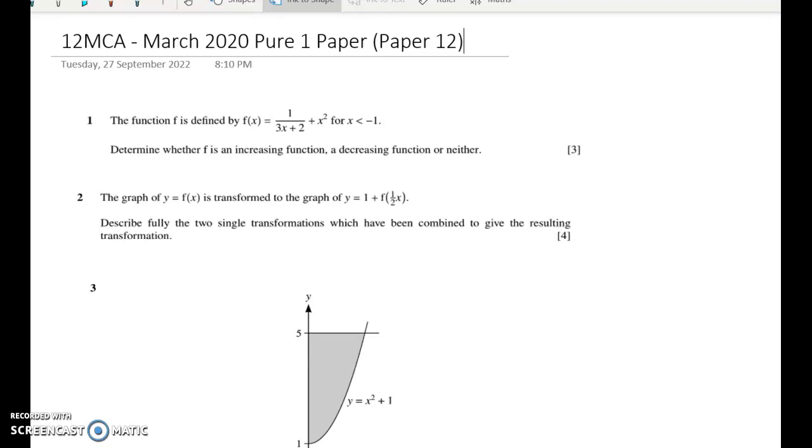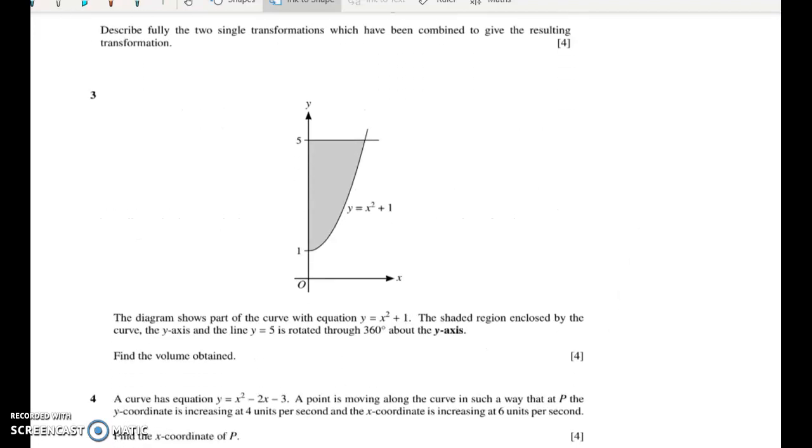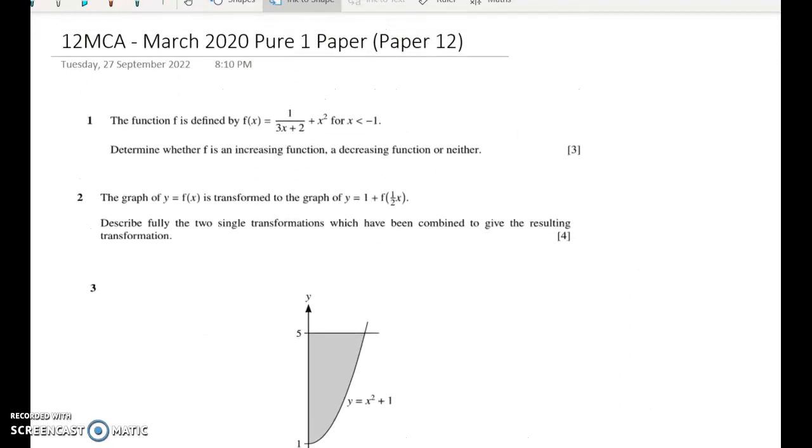So what I'm going to do is over a few videos just go through the Pure 1 paper that you did, which was from March 2020. So in this video we've got the first 4 questions, I think, depending on how slowly I end up going. In the first one we're given a function, and this is the function here.